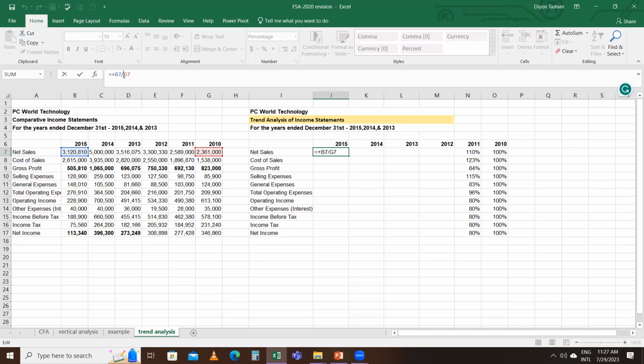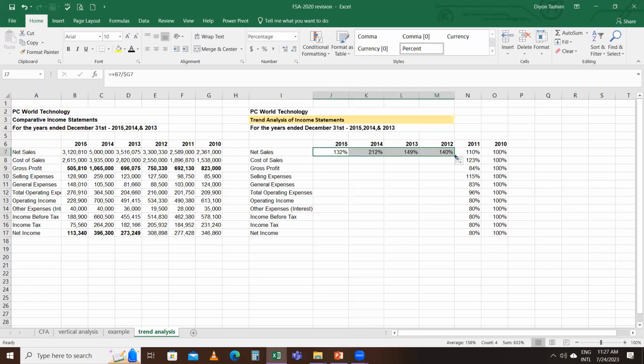So I have to fix this particular column only, that is G7. If I put the dollar sign, it will fix both values. Therefore, I'm just going to fix the column, that is the G column. Then I'm going to drag it up to 2012. So let's see the 2014 figure.